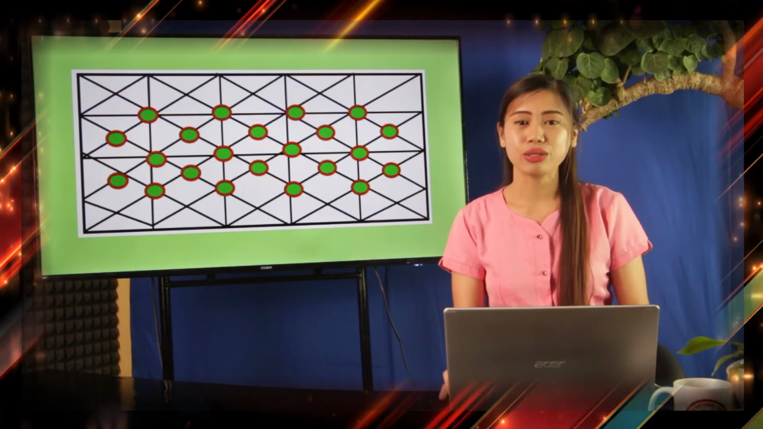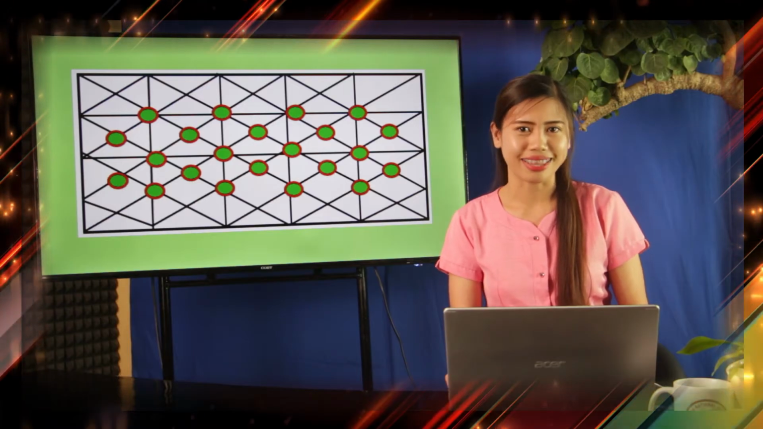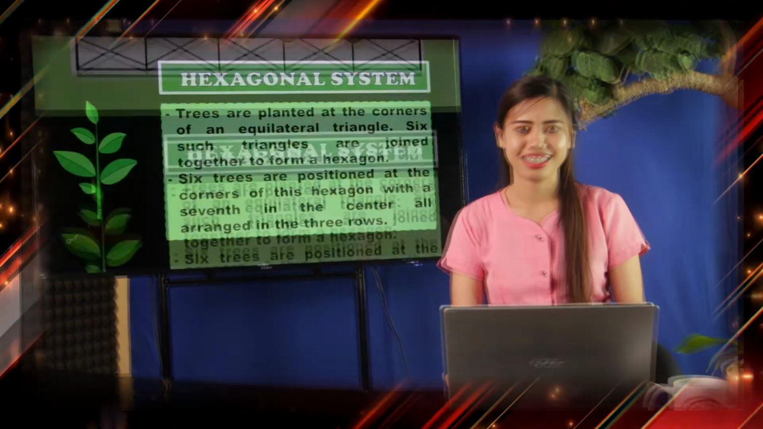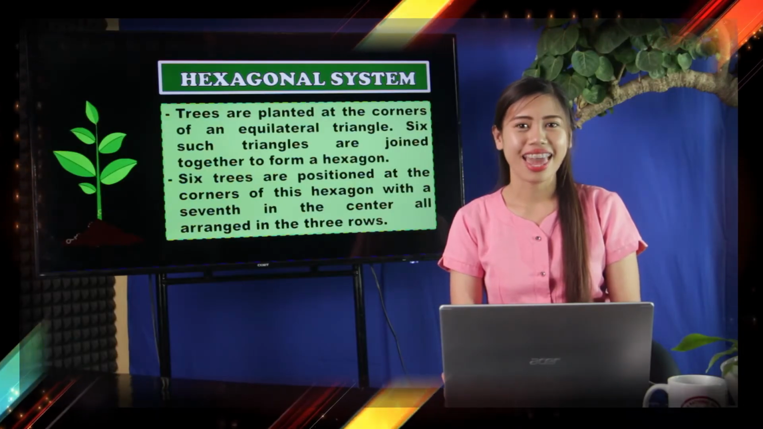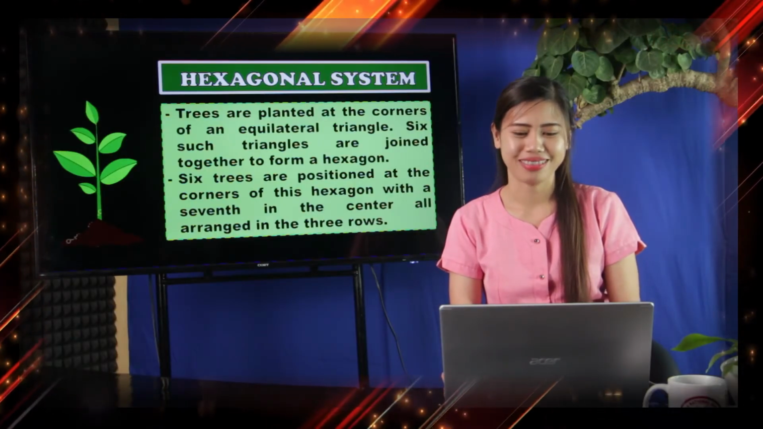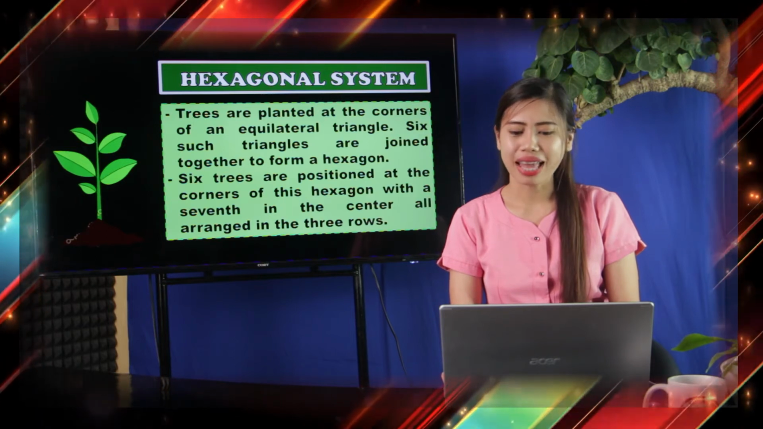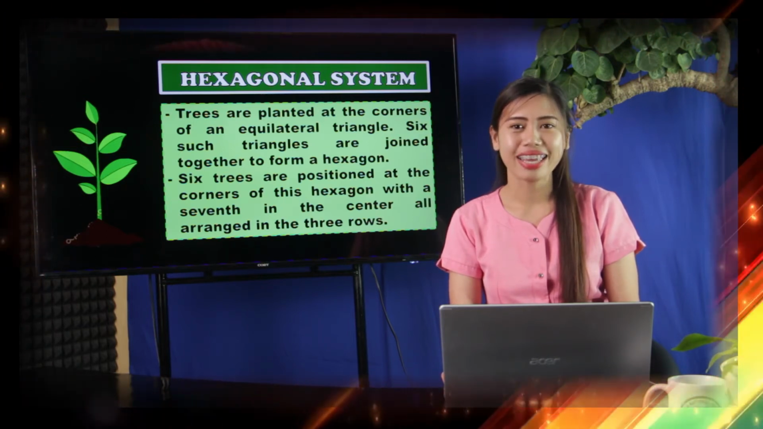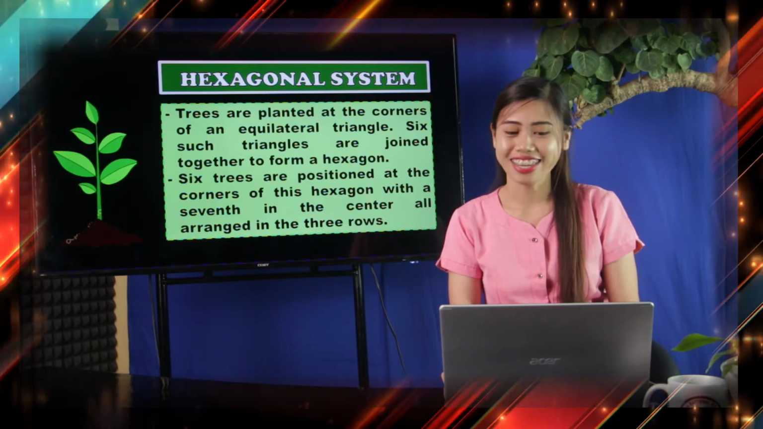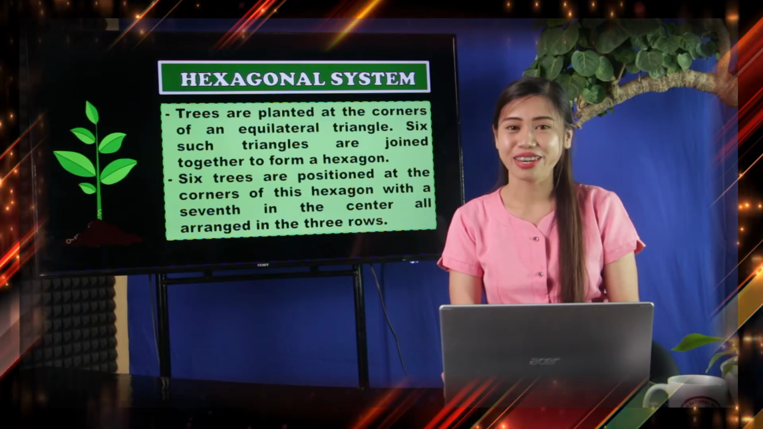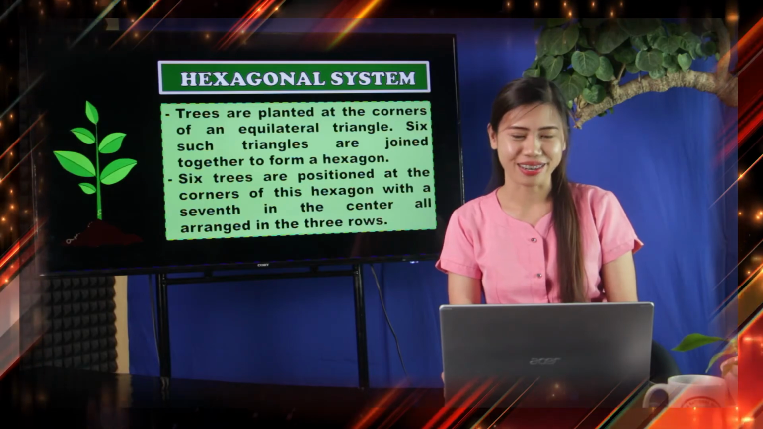Now let's proceed to our next system of planting. The fourth planting system is the hexagonal system. Trees are planted at the corners of an equilateral triangle. Six such triangles are joined together to form a hexagon.